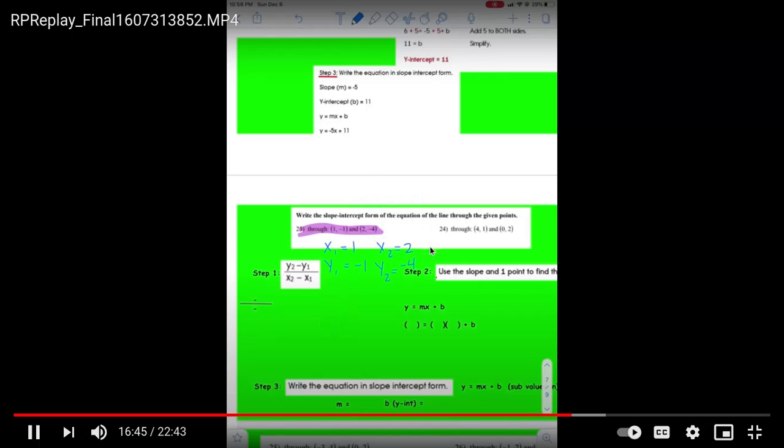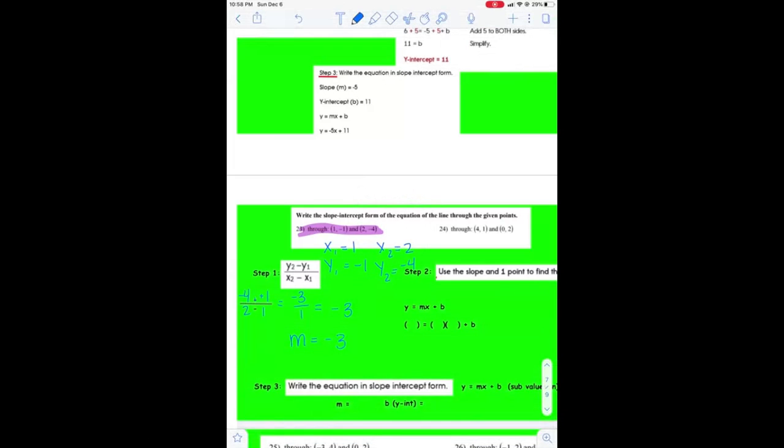Okay, so you just follow the order they pop up in the problem. So I'm going to take my y2, which is -4, minus my y1, which is -1. And then I'm going to take my x2, which is 2, minus my x1, which is 1. So -4 minus -1 is equal to -3, and 2 minus 1 is equal to 1. So -3 over 1 is equal to -3. So our slope, or our m, is equal to -3.